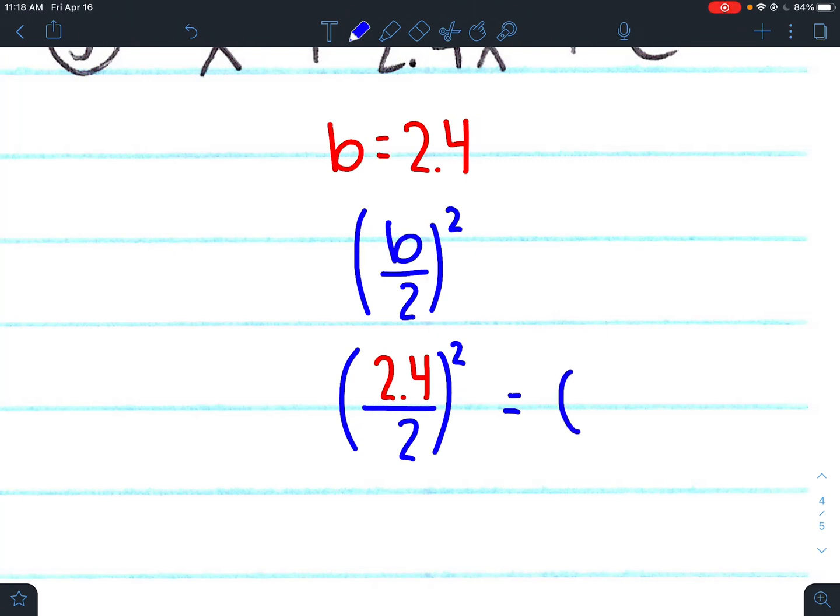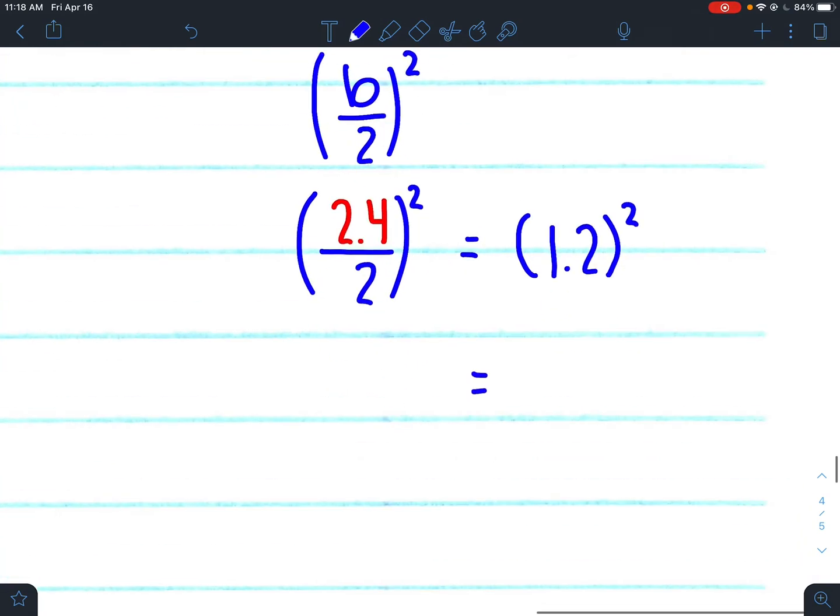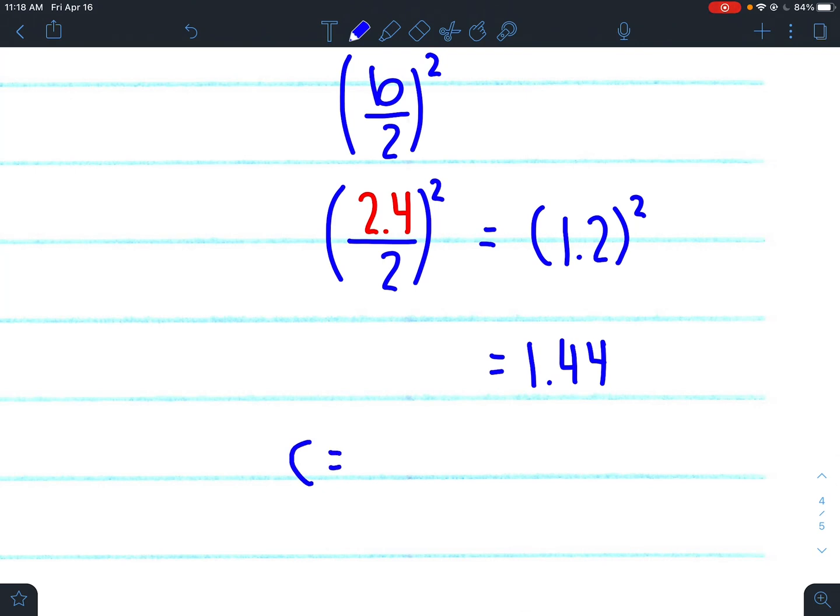2.4 divided by 2 is going to be, actually, I didn't even put that on my paper. 2.4 divided by 2 is 1.2. I don't know why I had to do that in the calculator. 1.2 squared is going to end up being 1.44. Let me double check that. Yep. So you want your c value in this case, if you want a perfect square, to be 1.44.